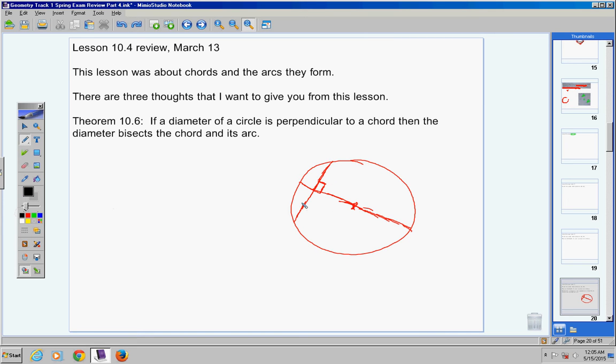You know this segment here is congruent to this segment here, and the arc from here to here is congruent to this arc right here. That's it. We're moving on. That simple. If the diameter and a chord are perpendicular, then this chord will be cut in half and the arc will be cut in half also. Alright, moving on.